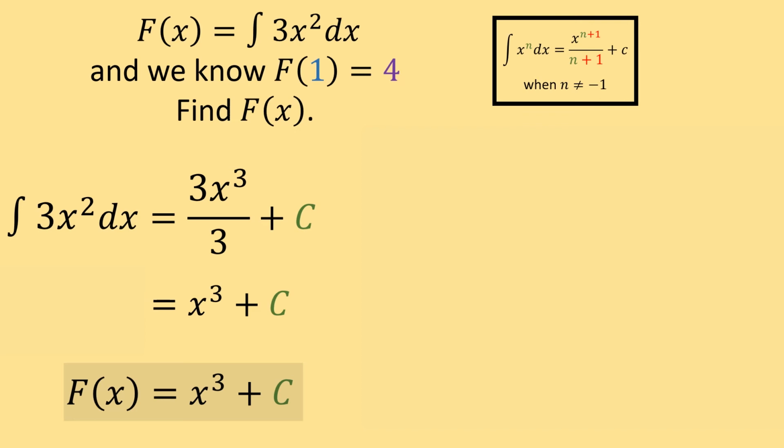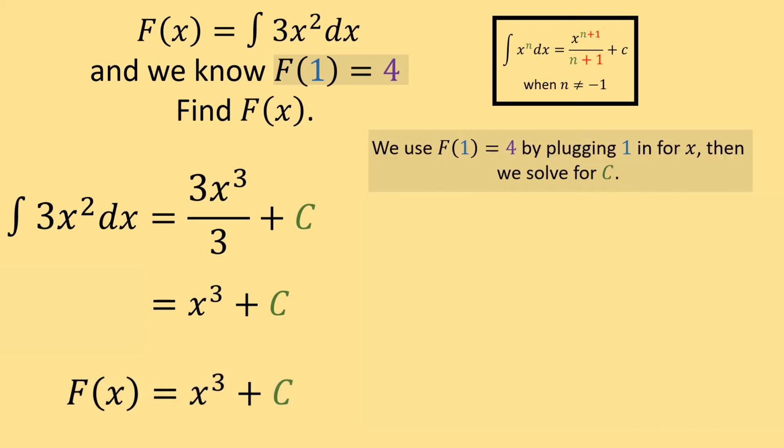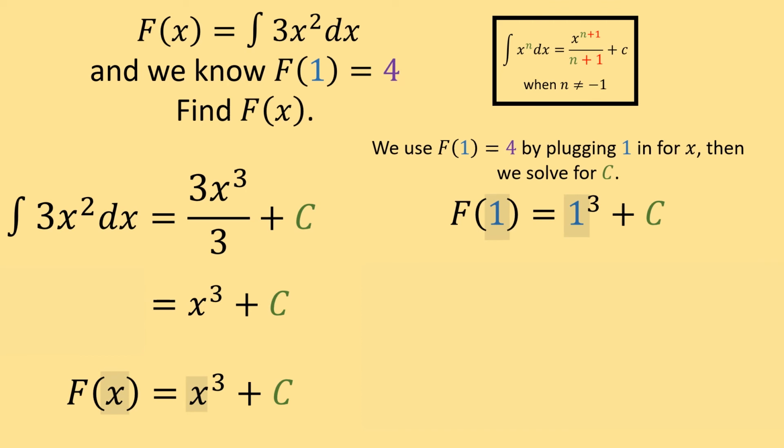So now we can use capital F of 1 equals 4 in order to find the correct value of c for capital F of x. We use capital F of 1 equals 4 by plugging 1 in for x and then solving for c. So we plug 1 in for x, so we get capital F of 1 equals 1 to the third plus c. Since capital F of 1 is equal to 4, we can replace this left side with 4.